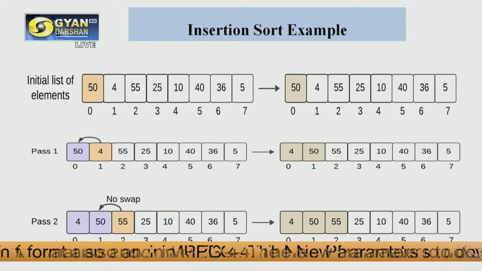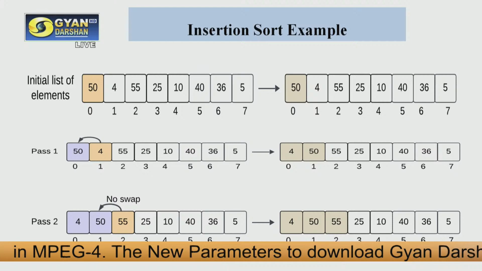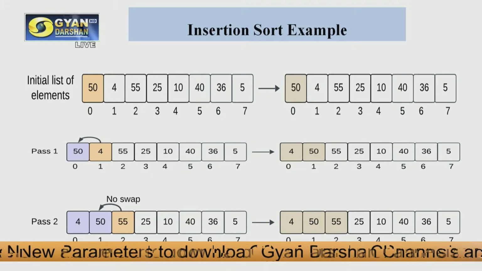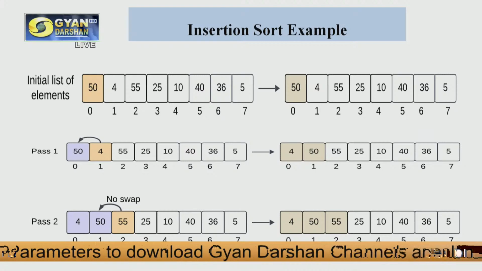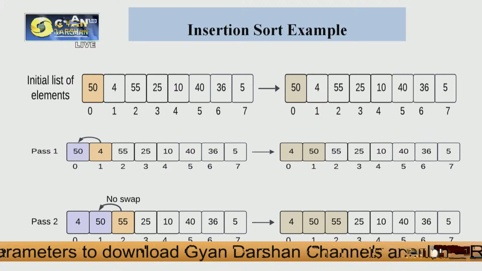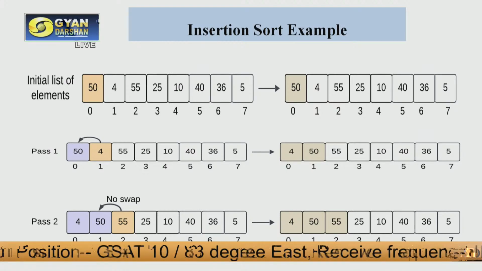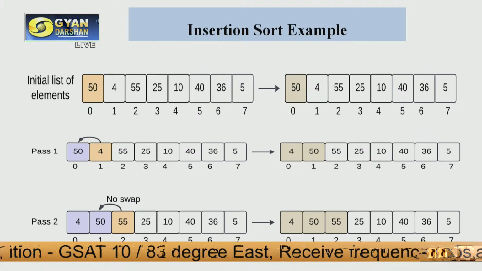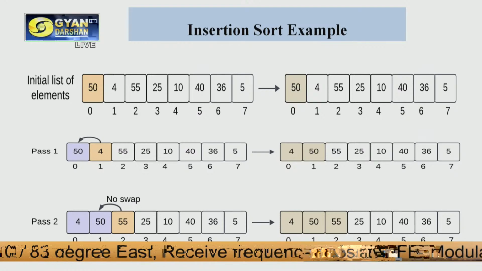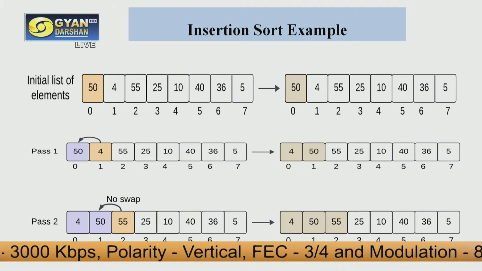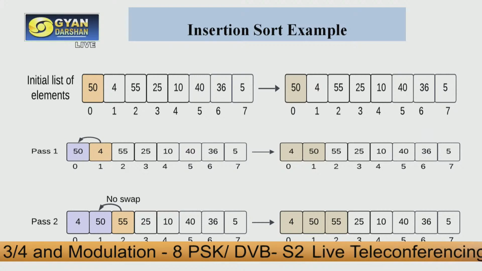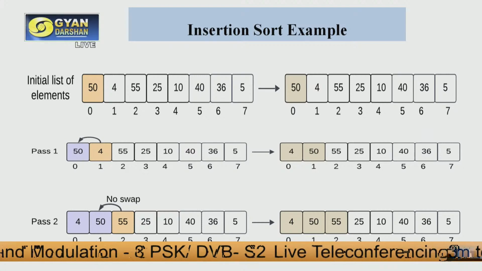Then in the next pass 1, we take one more element, that is the second element, with value 4. So we compare 4 with 50. Now we see that 4 is smaller, so 50 will be shifted one place right. After doing this, we will see that the first two items are sorted. 4 is the smallest at the first place and 50, the larger one, is at the second place. So the first two items are now sorted and the remaining items are still unsorted.